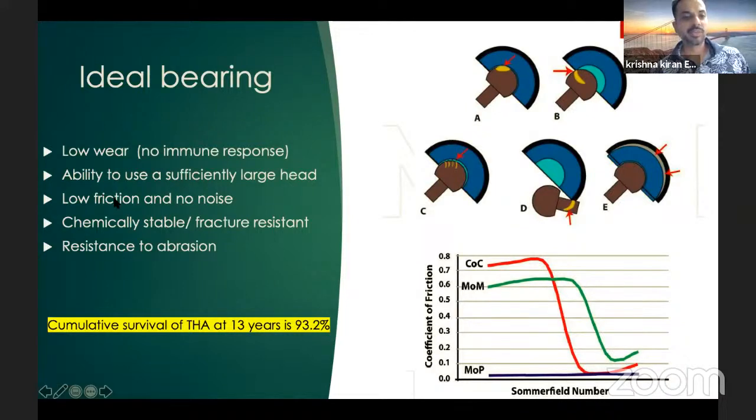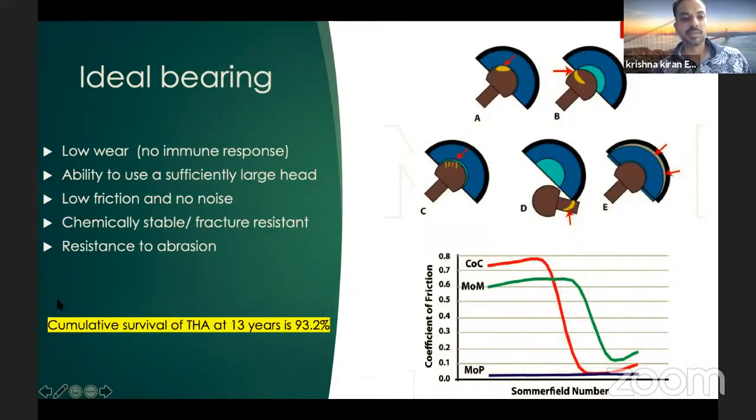It must have low wear with a limited immune response. We must be able to use a sufficiently large head to allow good functional activity. There must be low friction and no noise. The joint must be chemically stable and fracture resistant, and it must be able to resist abrasion.